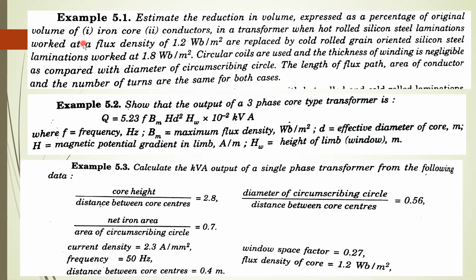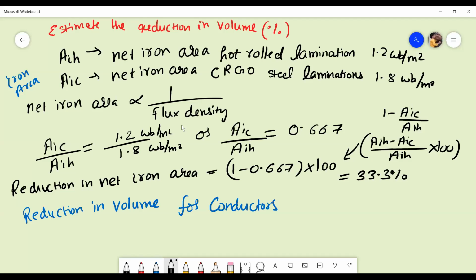Okay. So this question we were discussing, and we have already solved the first part, the iron core. What we found was that the net iron area was reduced by 33.3%. We did solve this question earlier, and what we found was that by using the ratio of the flux densities, we can find the ratio of the iron core areas.